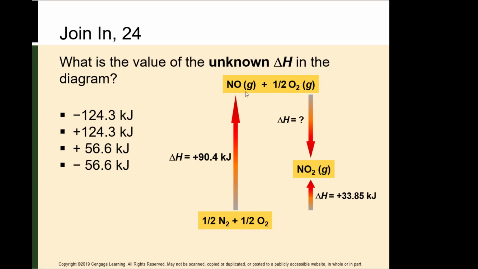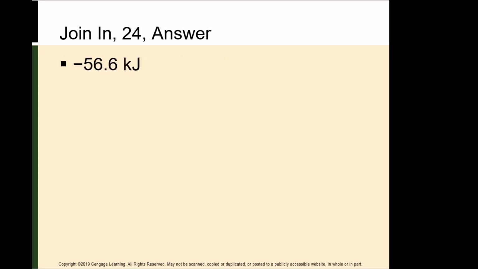What's the value of the unknown delta H right here? This one, unknown delta H question mark. How would I find that? Hopefully you got negative 56.6 just by subtracting.